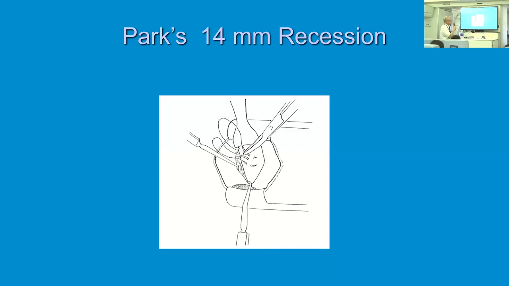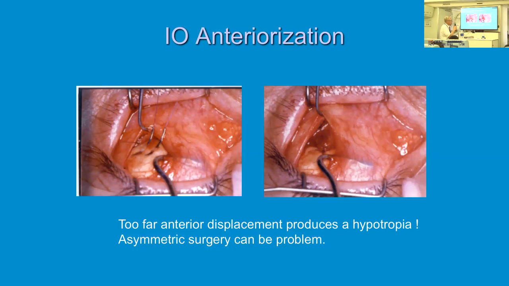Now the other way to recess it, if you want to do a more moderate one, you can recess it 2 millimeters over and 3 millimeters back from the inferior rectus muscle insertion too. That's a more moderate recession.